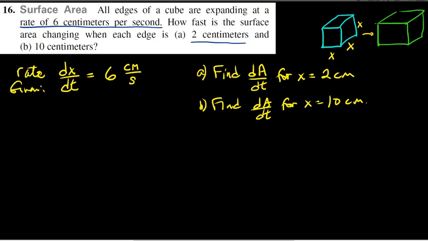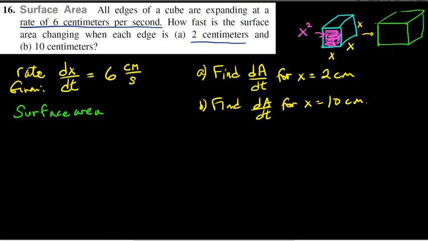Okay. So most of the problem has to do with how do you find the surface area of a cube? Well, what is a cube but 6 sides, right? Here's the front of the cube. And that side, well, it's a square, right? How do you find the area of a square? Length times width. Both are x, so that area is x squared, right?